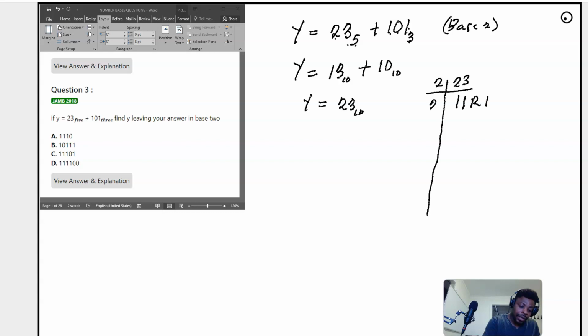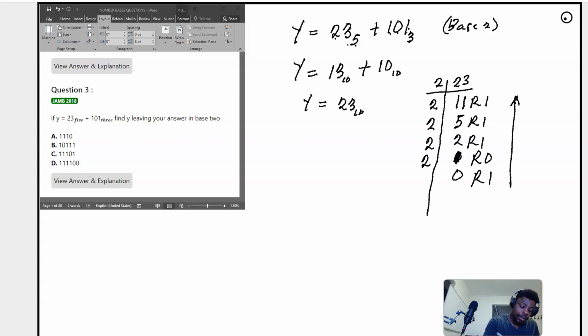Remainder 1. This is 2, 5. Remainder 1. This is 2, 2. Remainder 1. This is 2, 0, 1. Remainder 0. This is 2, 0. And you put 1 here.